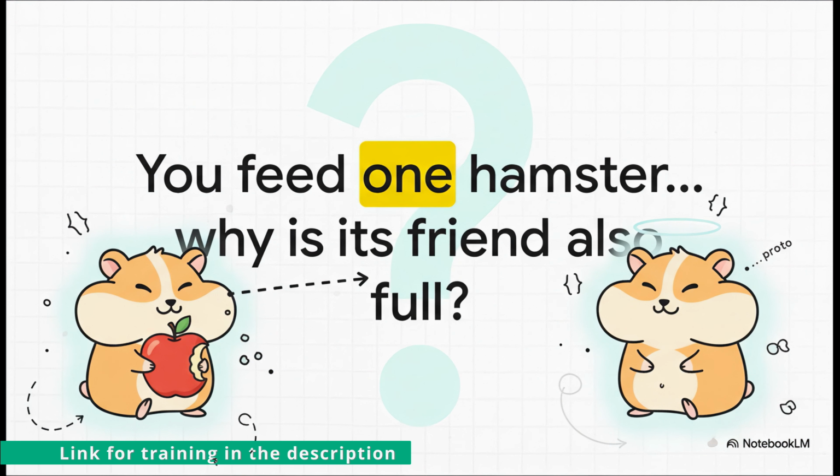So here's the puzzle. Imagine you've got two hamsters. You give a nice, tasty apple to the first one. But then you go check on the second hamster and somehow it's also full. How in the world is that possible? This is the core question we're here to answer.